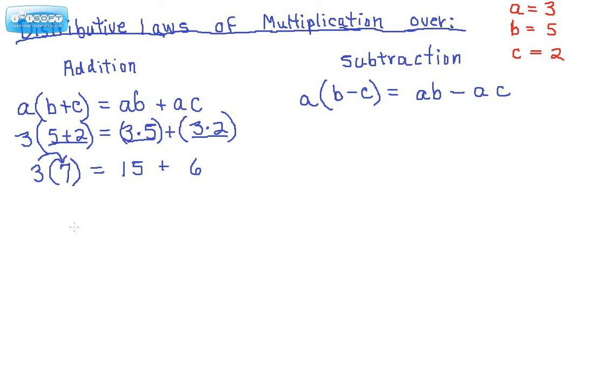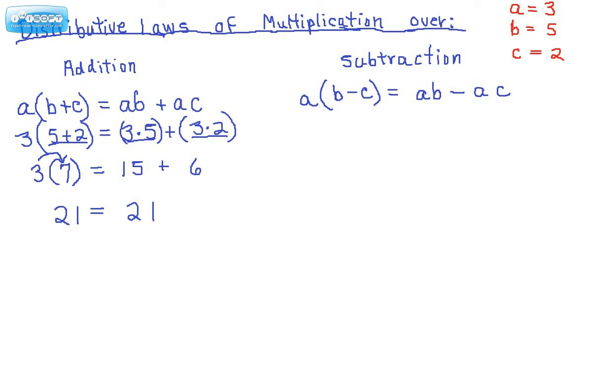And then we can add those together. So 3 times 7 gives us 21. And on the right, when we add 15 and 6, we also get 21. So what the distributive law of addition tells us is that if we can't add together what's inside parentheses, we can distribute or multiply the number in front times each term inside the parentheses, and we would still get the same answer.